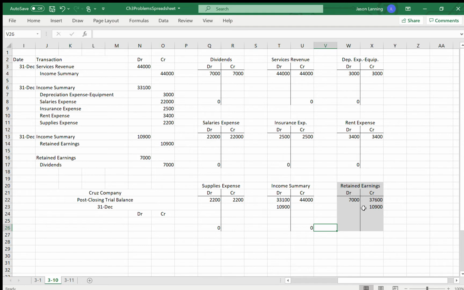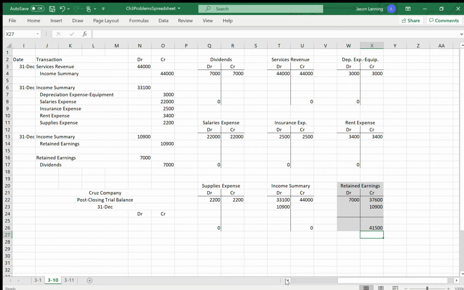And now we have to look at this and get a balance here in our retained earnings. So we have essentially 37.6 plus 10.9 minus 7. So what do we have here? That would be 48.5 minus 7, 41.5. So we'll have 41.5 over here on retained earnings.